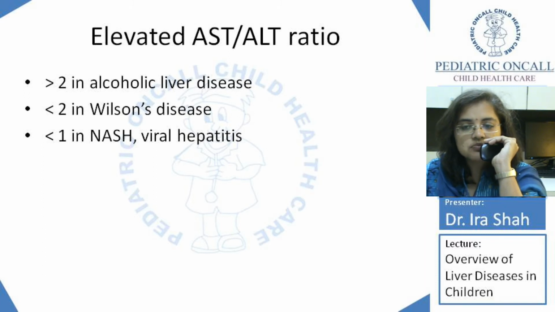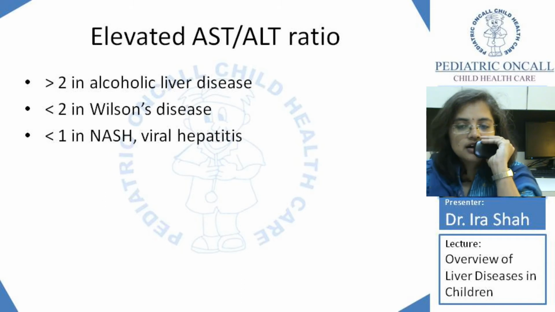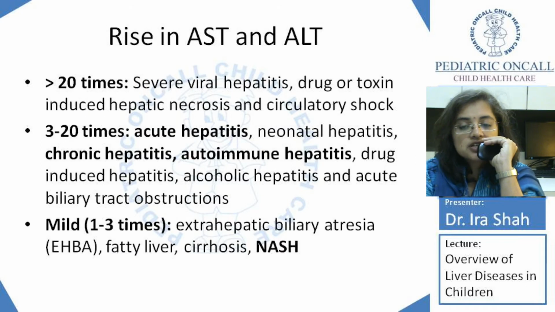If SGOT is more as compared to SGPT, and if the ratio is more than 2, in adults it will suggest alcoholic liver disease. If the ratio is less than 2 but more than 1, you think of Wilson's. And if the ratio is less than 1, that means SGPT is more, it suggests more of viral hepatitis, non-alcoholic hepatosteatosis, NASH.